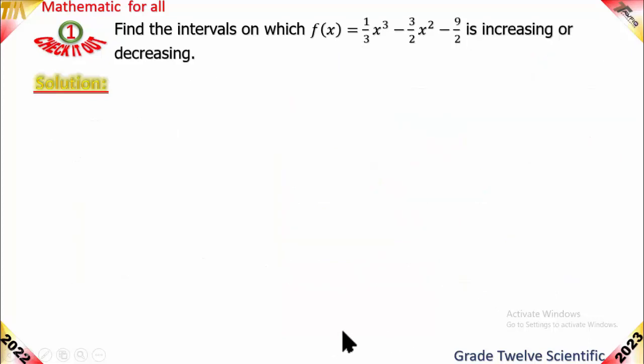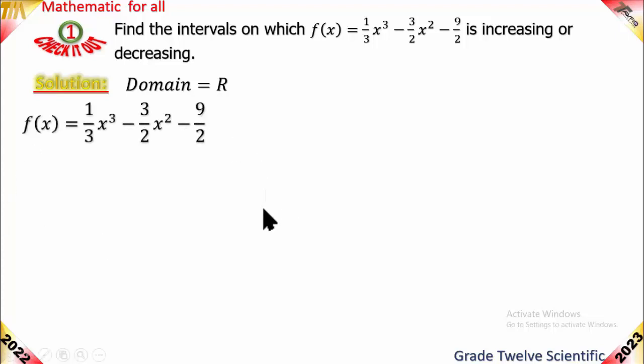Another example, find the interval on which f of x is equal to 1 over 3 x cubed minus 3 over 2 x squared minus 9 over 2 is increasing or decreasing. The domain is all real numbers. And now take the derivative.